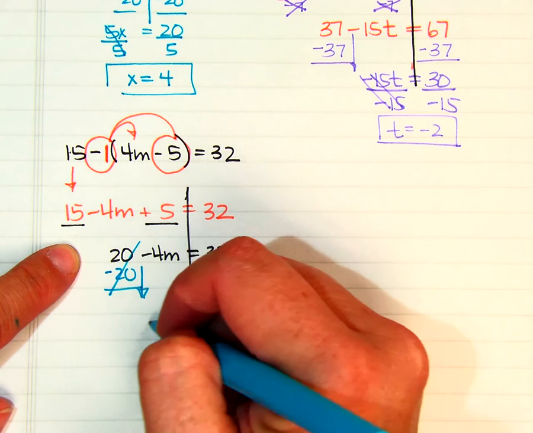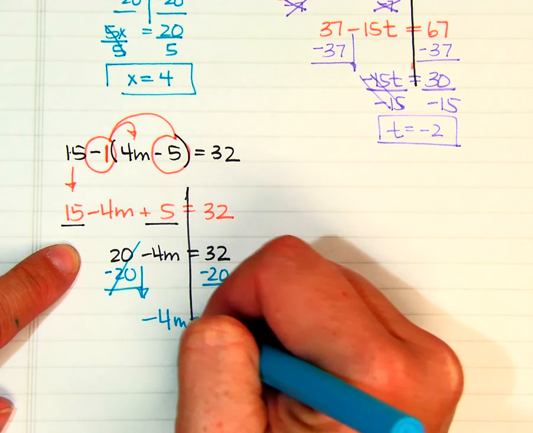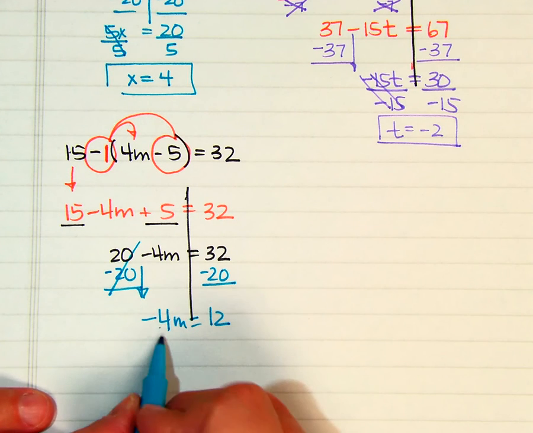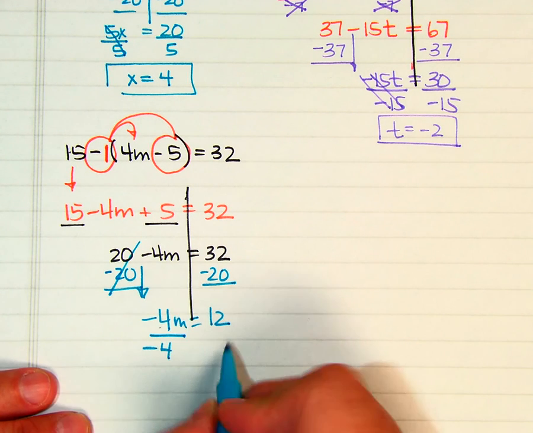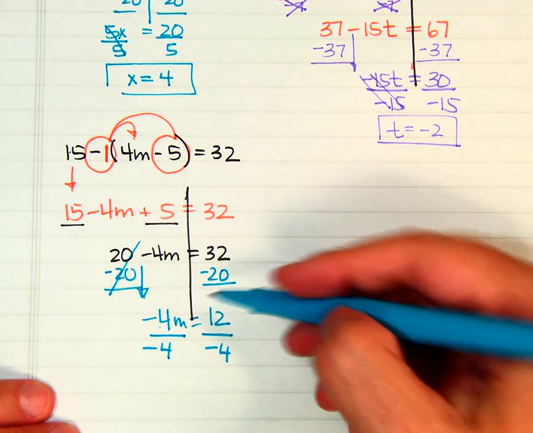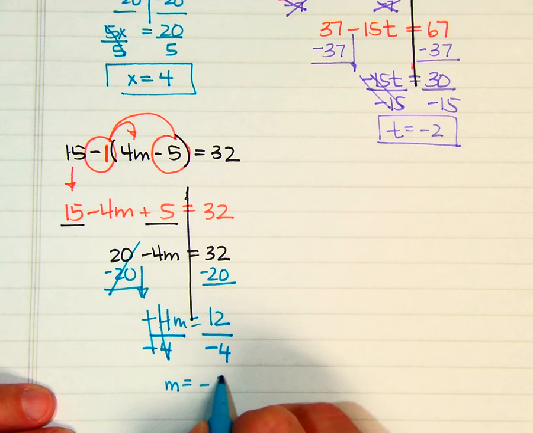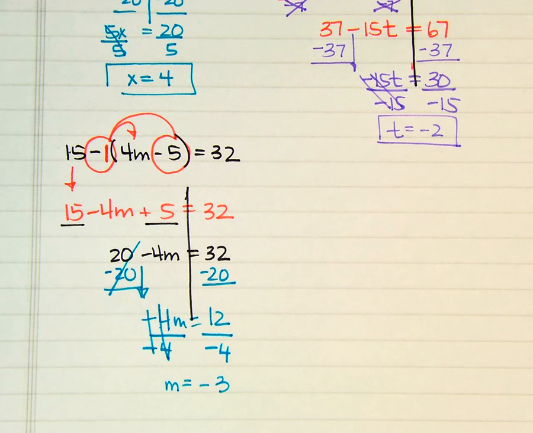Don't forget that negative. So -4m equals a +12. We are multiplying by -4, so we need to do the inverse by dividing by -4. And you get m to equal a -3.